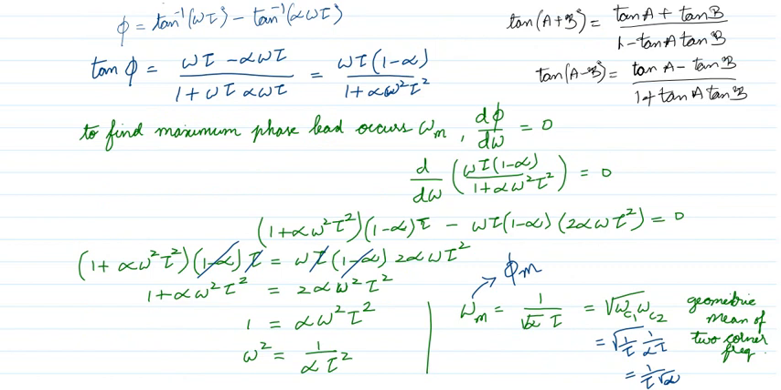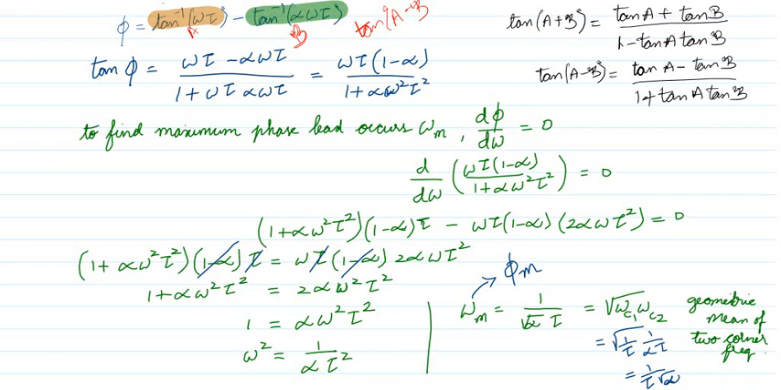An easy way to remember: if it is a plus sign in the numerator, make it plus, and the opposite sign comes in the denominator. For tan(A minus B), the numerator has minus and the denominator has the opposite sign. Now I am going to take this term as A, and this term as B. So tan phi is equal to tan(A minus B).